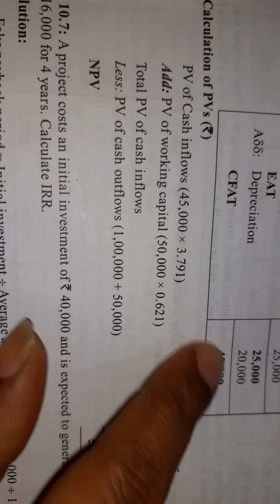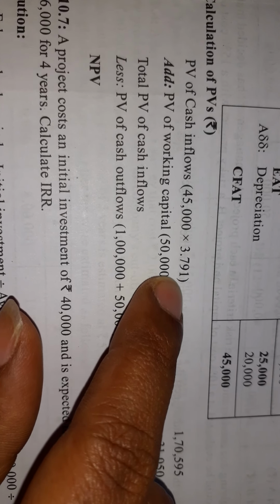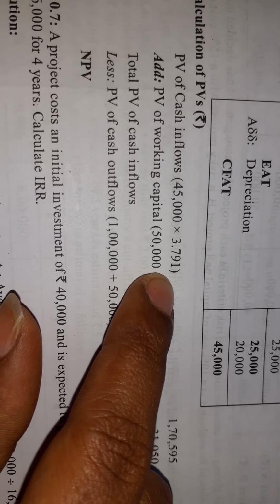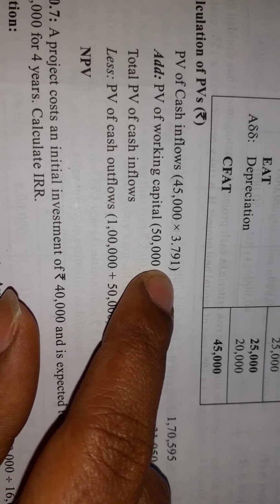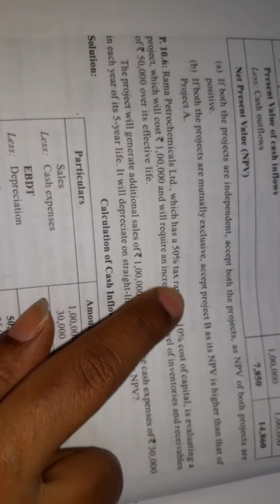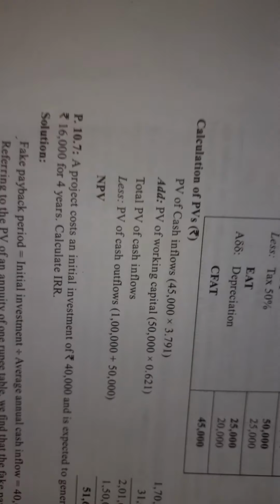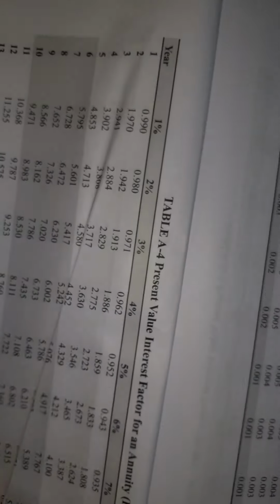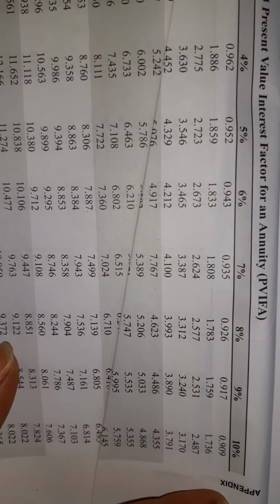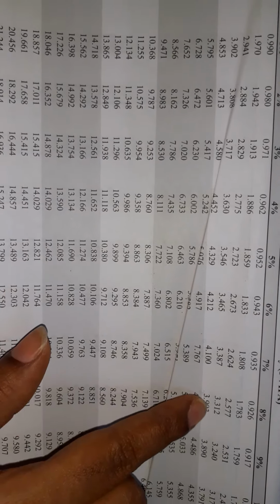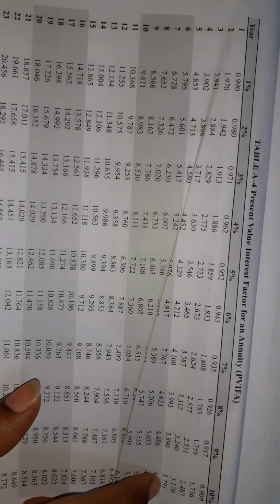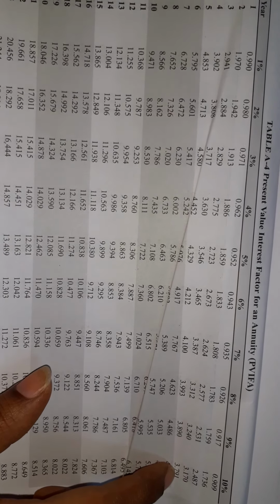Now you are referring to the annuity table. 45,000 into, for how many years? 5 years, right? What is the cost of capital? The cost of capital is 10%. You can go to the present value interest factor annuity table. I will show you. Okay, present value interest factor annuity table. Here 5th year, right? So you can directly go to the 5th year and you can see here, 3.791. Now let's go back there.